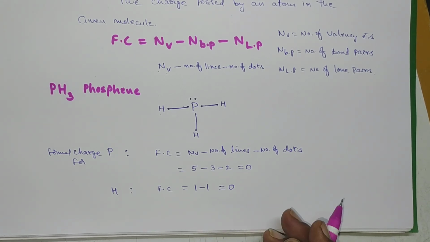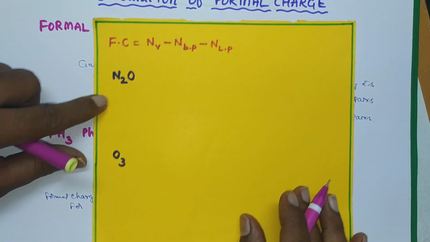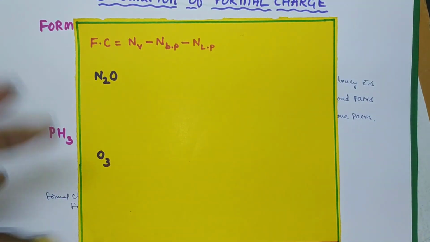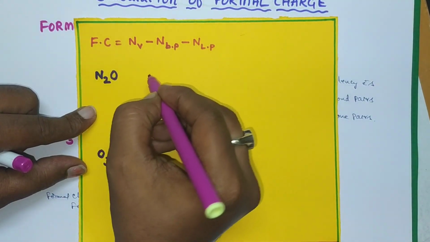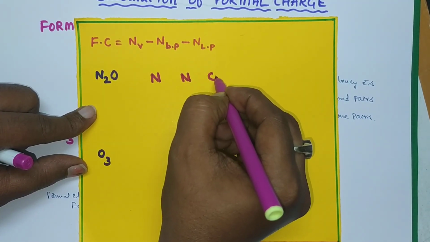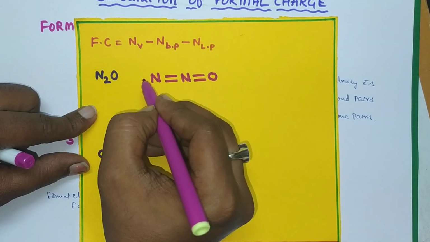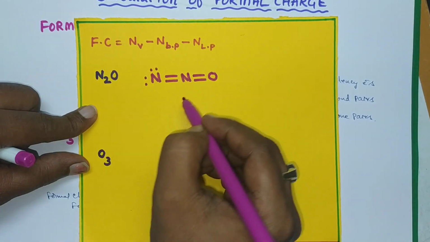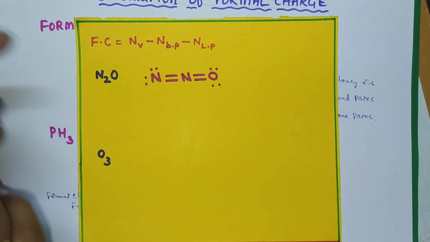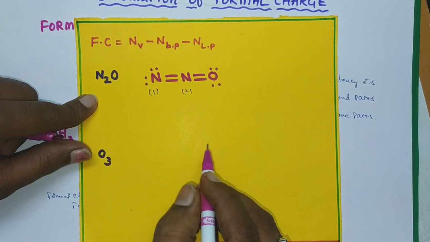And let us take some more examples. N2O. N2O means nitrous oxide. Here we have to consider the Lewis dot structure for nitrous oxide. It is like this: nitrogen, nitrogen and oxygen. Let us consider this as the first nitrogen and this as the second nitrogen.